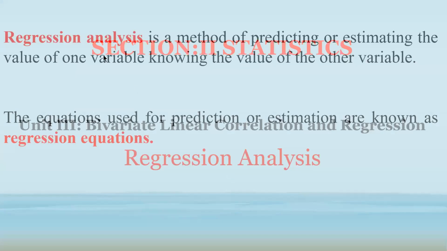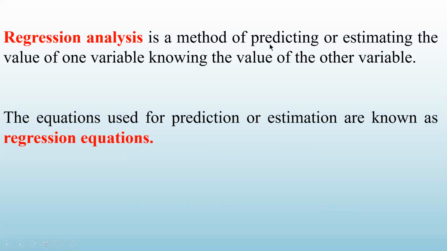Regression analysis is a method of predicting or estimating the value of one variable, knowing the value of the other variable. The equations used for prediction or estimation are known as regression equations. As we are doing bivariate regression, there will be two variables, X and Y. If the value of X is given, you should be able to find out the value of Y. And if the value of Y is given, you should be able to find out the value of X. Accordingly, there will be two types of regression equations.